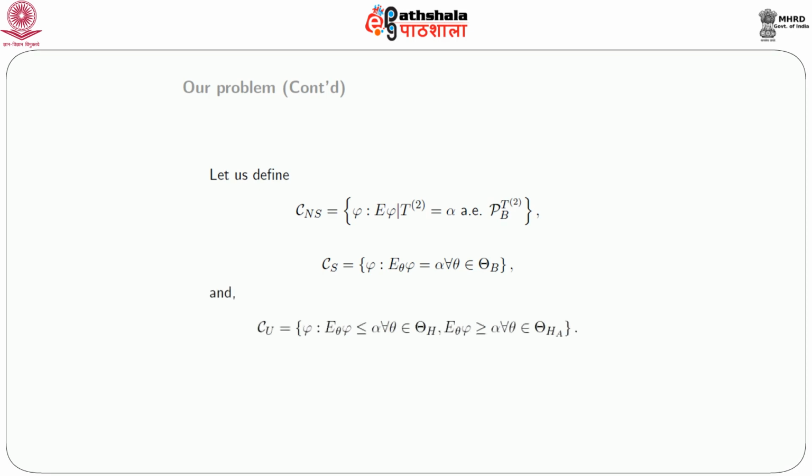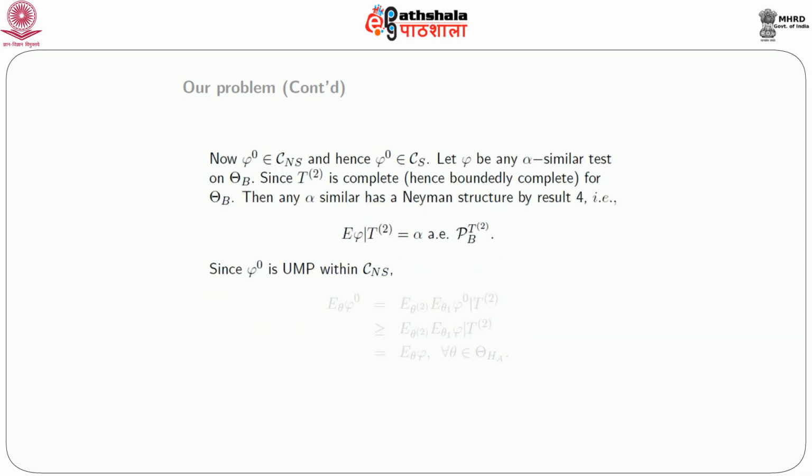We also define C_U, the class of all unbiased tests. This is the class of all tests φ such that E_θ φ ≤ α for all θ belonging to Θ_H, and E_θ φ ≥ α for all θ belonging to Θ_HA. Now φ₀ belongs to C_NS and hence φ₀ belongs to C_S, because we know that if a test has Neyman structure then it must be α-similar.